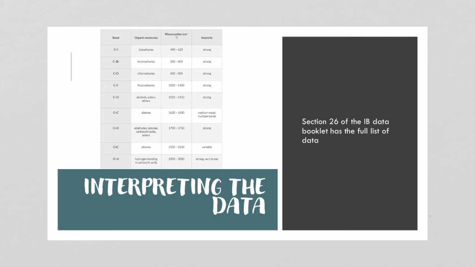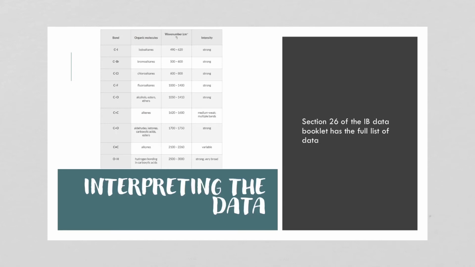So we can find the data booklet, section 26, has the full list of the data for all the different functional groups. It will tell you the type of bond, what type of organic molecule it's found in, the wavenumber, and the intensity, whether it'll be a strong or a weak banding pattern. The ones that are below 1500 fall in the fingerprint region. These will be hard to interpret, so we won't be able to make conclusive decisions about these ones.